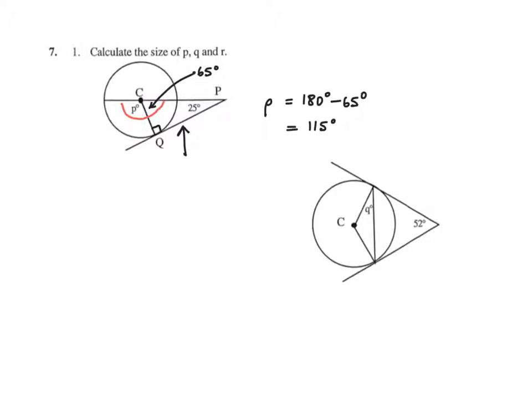What we can do here is split this triangle right down the middle. So this angle is half of 52 degrees, which makes it 26 degrees. Here we have a tangent and a radius. So this angle is 90 degrees, and that means that this angle here is 90 take away 26. And that's 64 degrees.